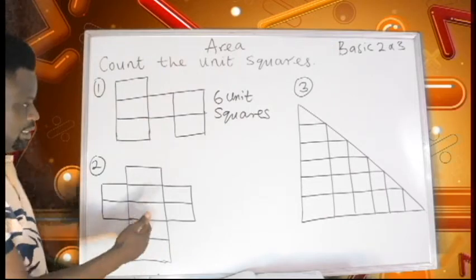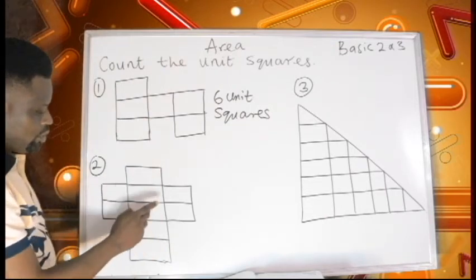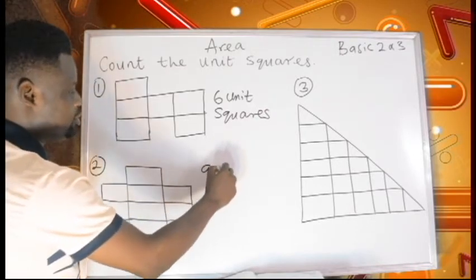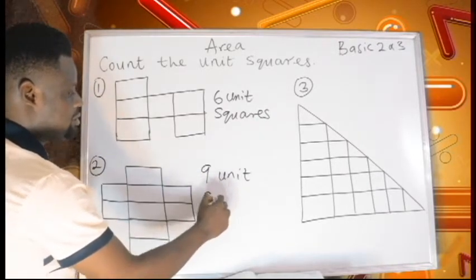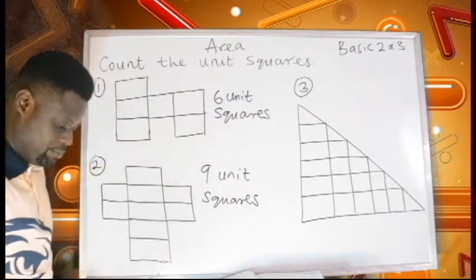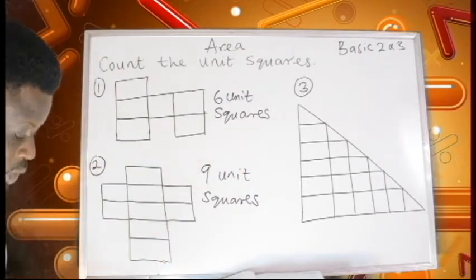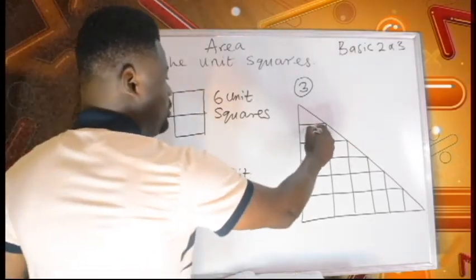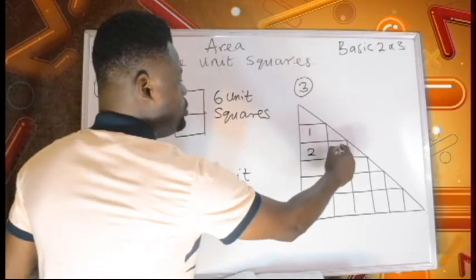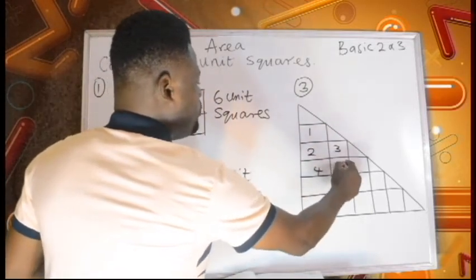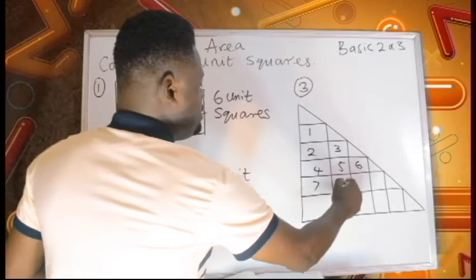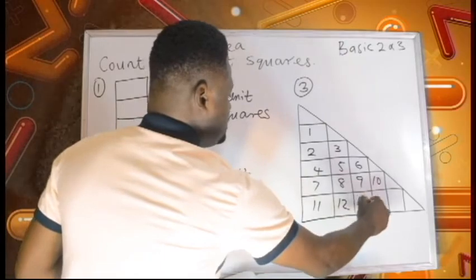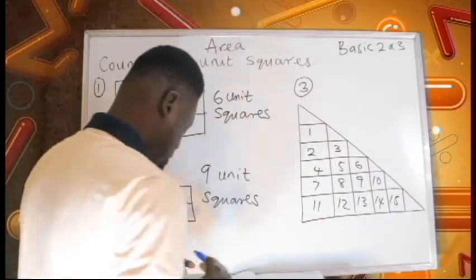Very simple. Then shape number 2, we count 1, 2, 3, 4, 5, 6, 7, 8, 9. So this is 9 unit squares. Very simple. Then we'll come to this triangle. You have to pay good attention. Let's number it: 1, 2, 3, 4, 5, 6, 7, 8, 9, 10, 11, 12, 13, 14, 15.